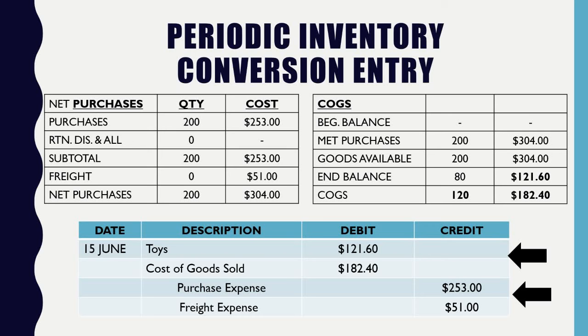We calculated our cost of goods sold to be 182.40, and again our purchases were 253. Our freight was 51. So now we get a grand total. Our debits and our credits match. Okay.